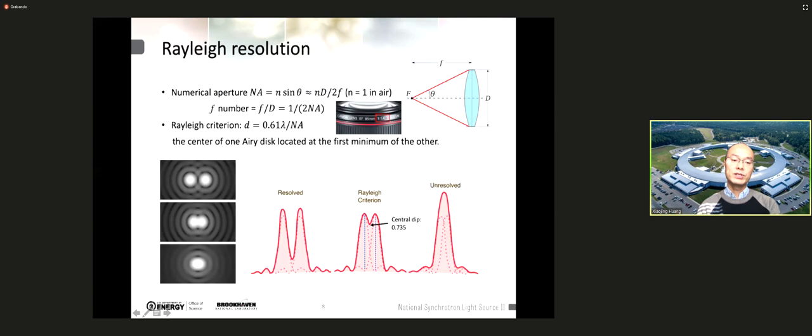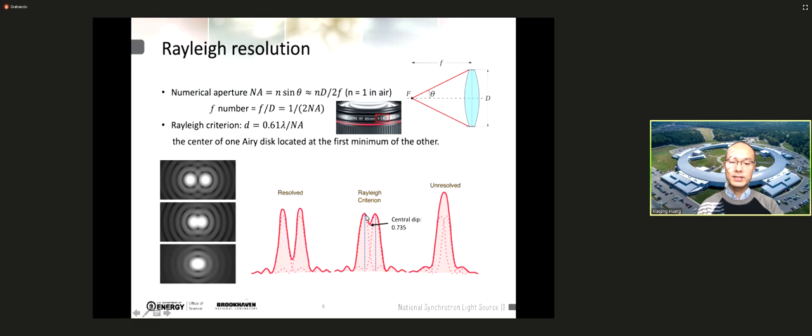If these two dots are too close to each other, eventually these two peaks merge together. In this case, at some point, we cannot really tell whether there's one dot or two dots in the object plane. To really define the criterion, Rayleigh suggests that when the maximum point of the second Airy disk sits on top of the first minimum ring of the first Airy disk, at this distance the summation of these two Airy disks will create a central dip with about 73.5% intensity of the maximum peak.